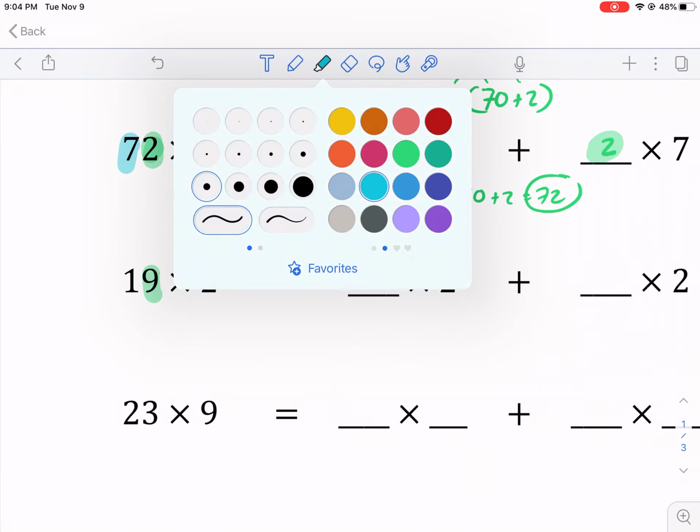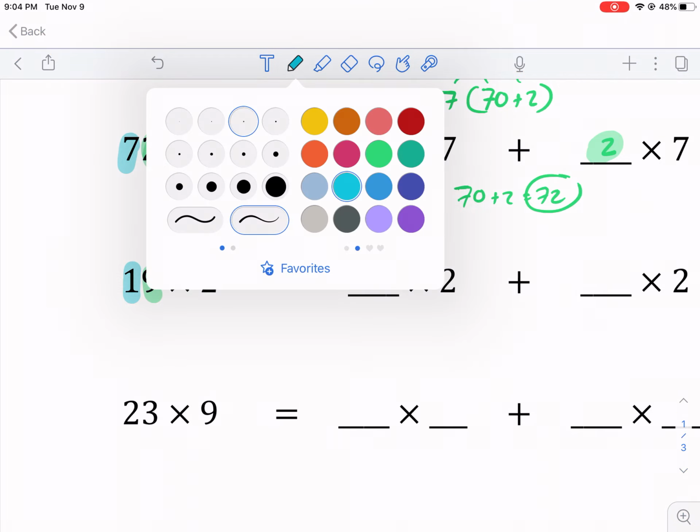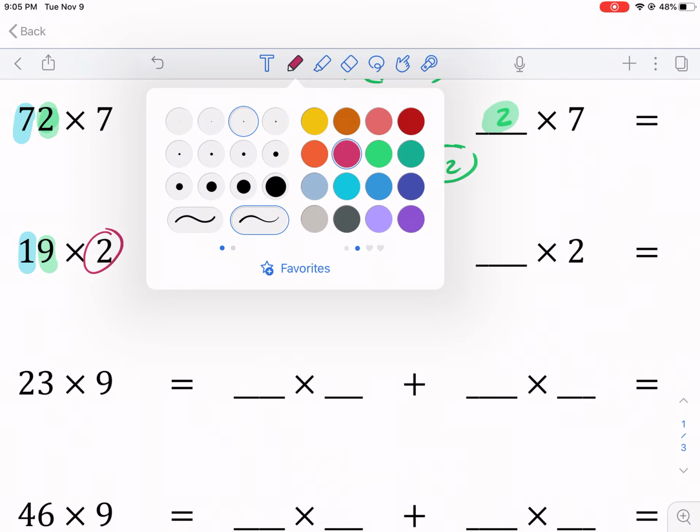Here we have our tens place. We're going to write the tens place first, and we're multiplying it by the 2. Okay, here's the 2. That's what we're multiplying by. We're distributing the 2 to the 10 and also to the 9.